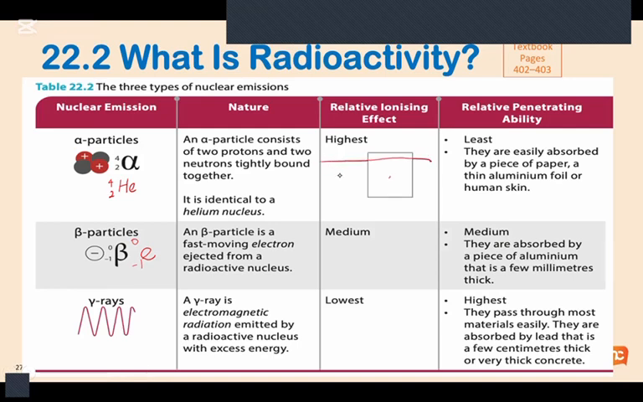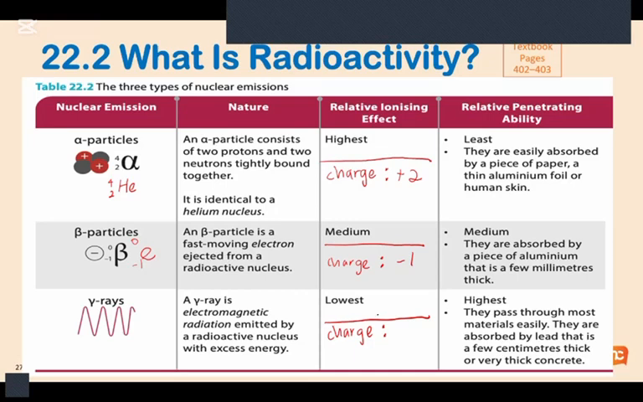Because alpha particles have no electrons, but have protons, they have a charge of +2. For beta particles, they have a charge of -1 because it's an electron. And for gamma rays, because they are not any protons or electrons, just radiation, they have no charge. So you might want to add this in your textbook. Then next we go into its ionizing effect as well as its penetrating ability.